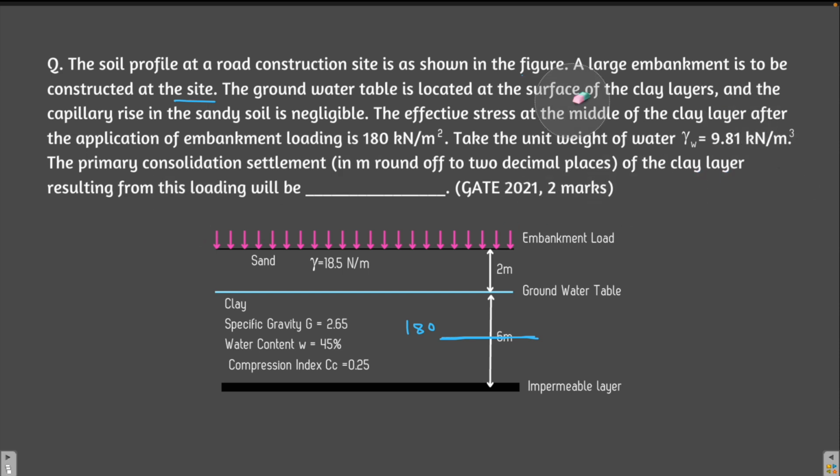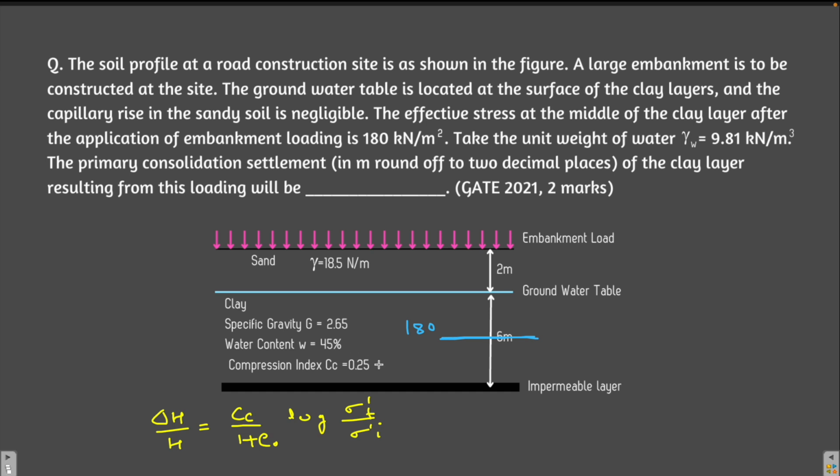In my lecture on consolidation, I told you the most important equation you will encounter every time: delta H by H is equal to Cc by 1 plus e naught, log base 10 of sigma dash final by sigma dash initial. This is one of the most important equations you are going to encounter every now and then. So let's see what else is given in the question.